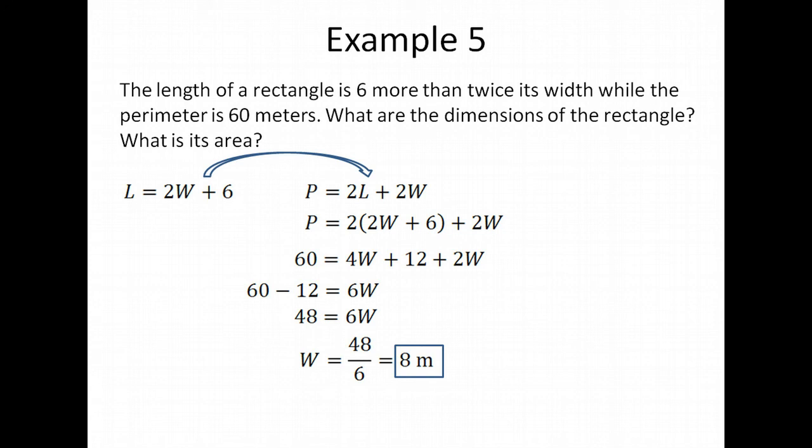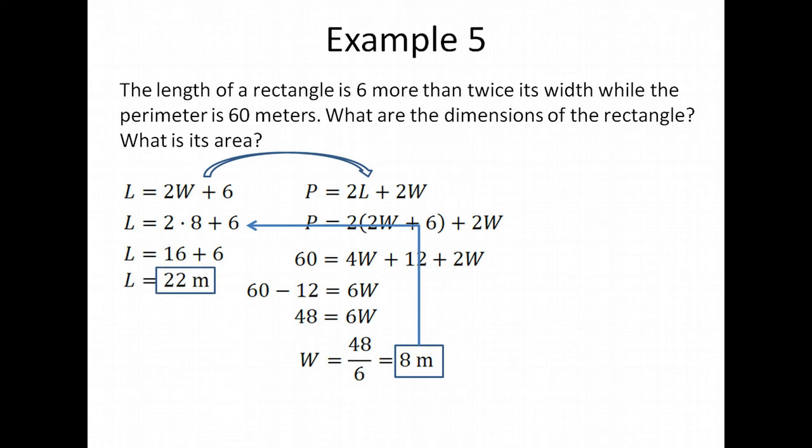The next thing we need to do is to find the rest of the dimensions, which is the length. So we're going to take the 8 meters and substitute it back into our original equation. So L equals 2 times 8 plus 6. So L is equal to 16 plus 6. So L is equal to 22 meters. That takes care of the question that asks what are the dimensions of the rectangle.